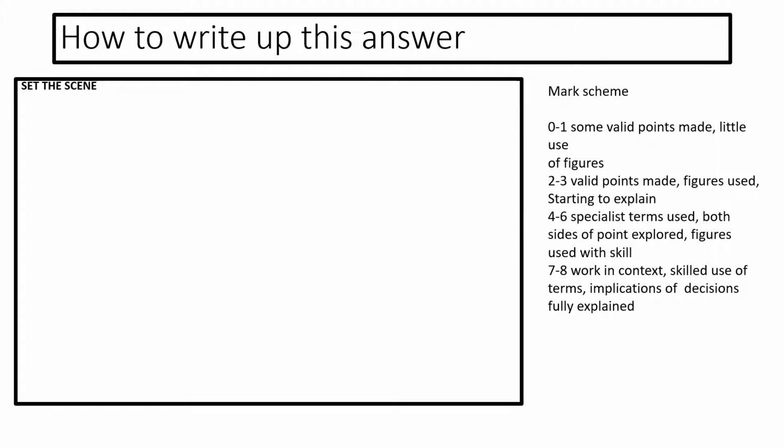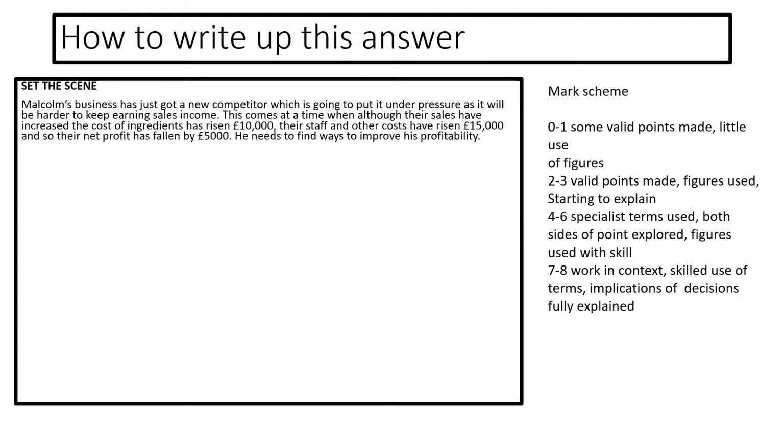We're going to use the same format. We are going to set the scene. The scene is that Malcolm has just got a new competitor. It's going to put him under pressure, which will make it harder to keep earning sales income. This comes at a time when, although sales have increased, the cost of ingredients has increased by £10,000, referring back to the table. Their staff and other costs have risen by 15,000, so their net profit has fallen by 5.